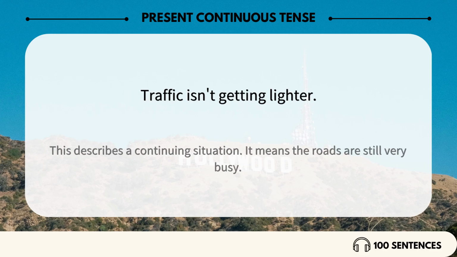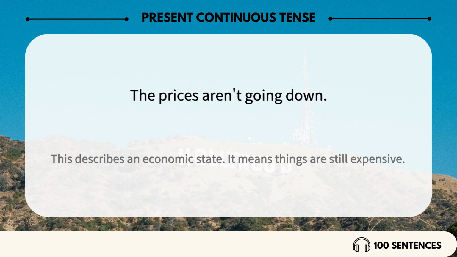Traffic isn't getting lighter. This describes a continuing situation. It means the roads are still very busy. The prices aren't going down. This describes an economic state. It means things are still expensive.